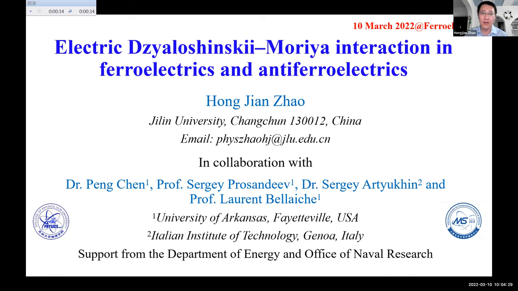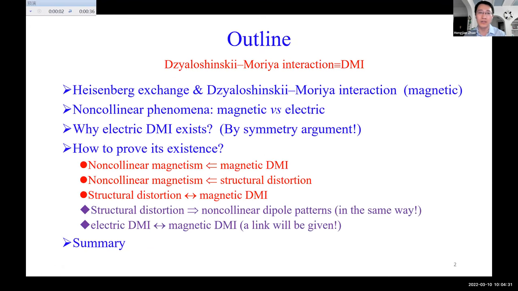In this talk, I will first briefly introduce the Heisenberg exchange interaction and the Dzyaloshinskii Moriya interaction in the magnetic regime. Then I will show you some non-collinear phenomena in magnetic and electric regimes. Then I will tell you what motivates us to think about the existence of electric Dzyaloshinskii Moriya interaction. There will be some symmetry argument, and then how to prove its existence.